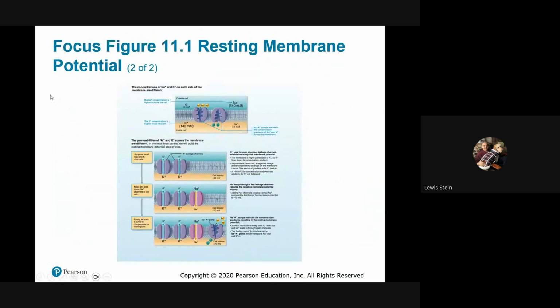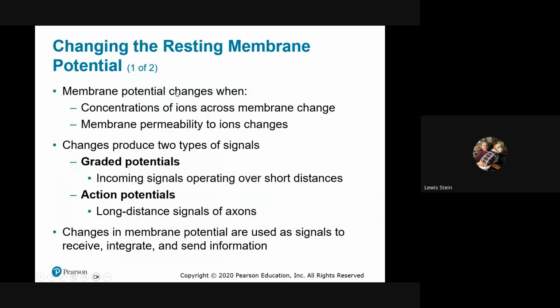And this just shows you here's the pump. I don't get a lot out of this particular graphic. I can't read it. You have potassium going out. You have sodium going in. There's 2 of those. They're just trying to show you there's more of these than these. And here are the pumps. We saw this before. Not helpful here. So membrane potentials change when the ions across the membrane change and the permeability does.